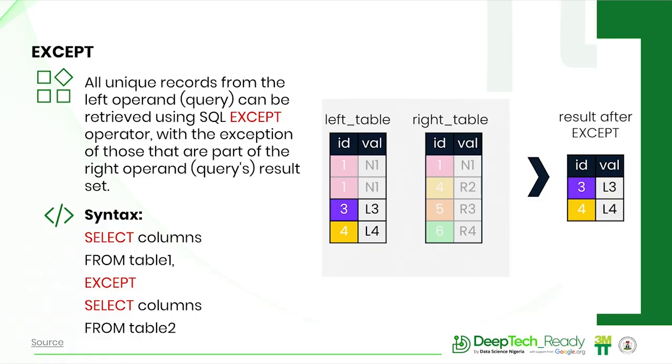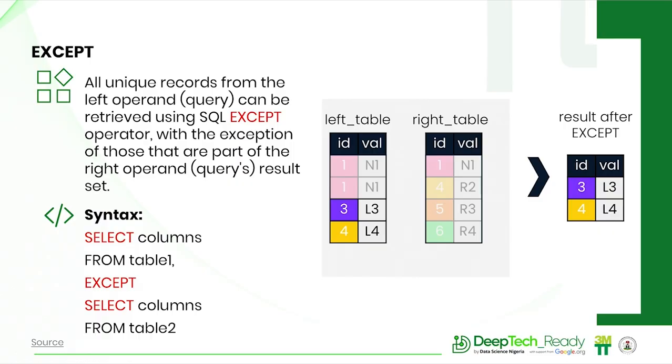Now we have our right table, where ID 1 has value N1, ID 4 has value R2, ID 5 has value R3 and ID 6 has value R4. When we use the EXCEPT, we get ID 3 and 4. Now, how do we arrive at ID 3 and 4?